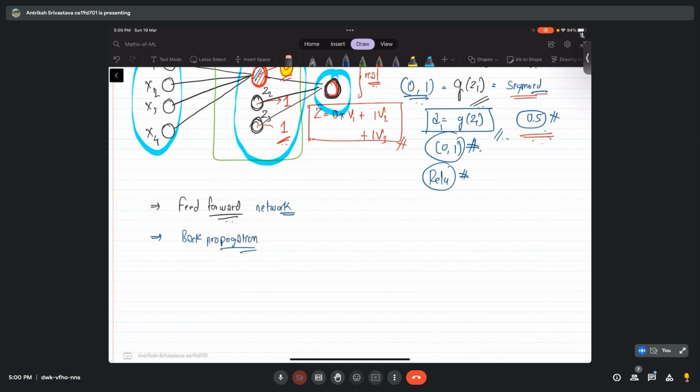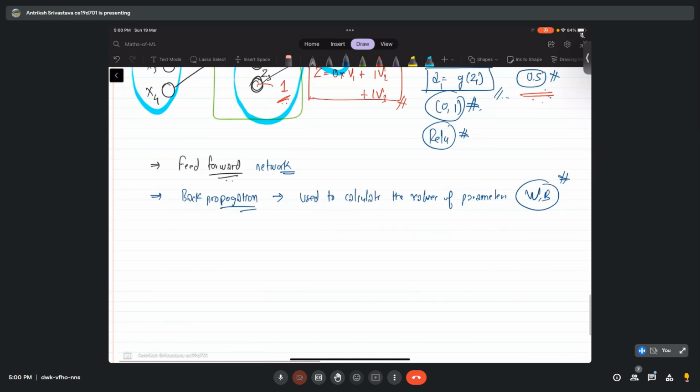That is basically used to calculate the values of parameters. That means the capital W, B, the matrices actually. And this is the most crucial part of neural network.